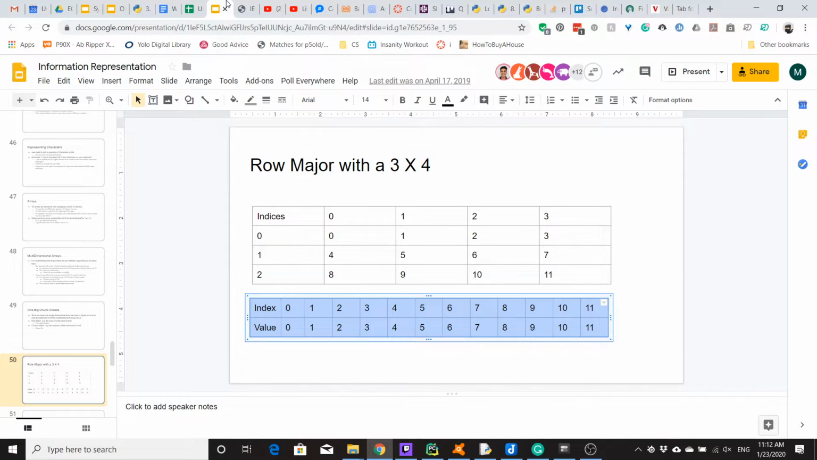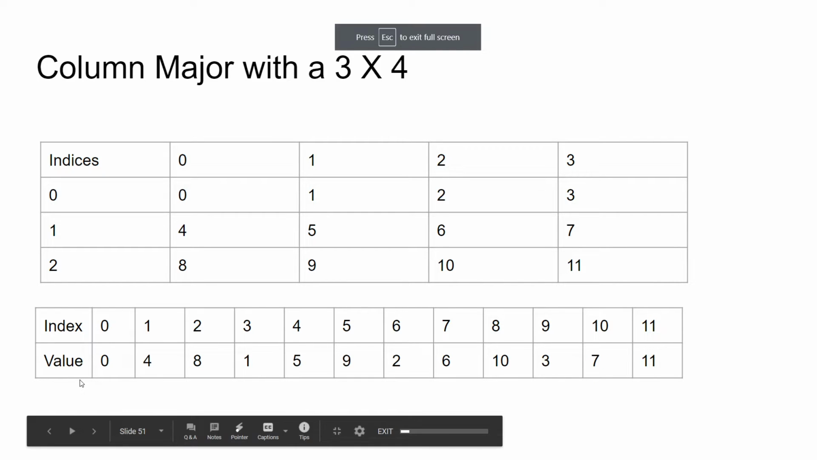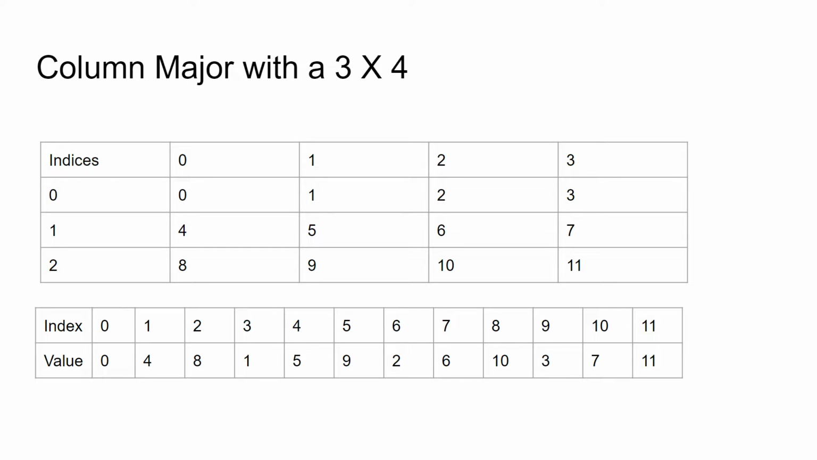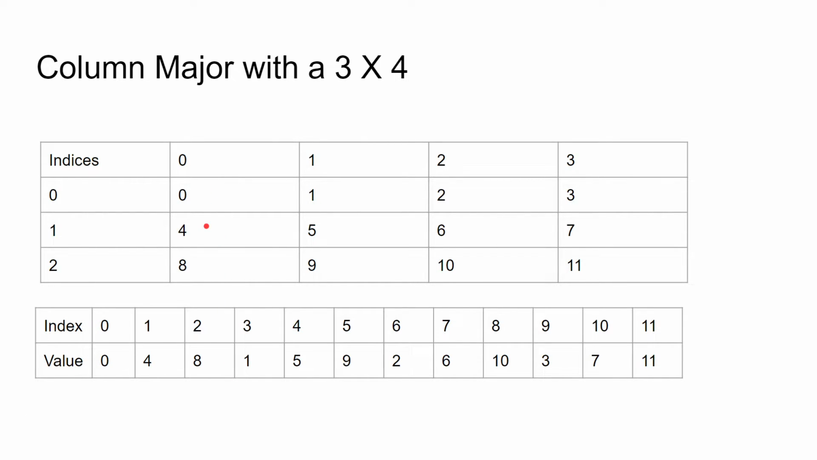Okay. What about if we were doing column major? If we were doing column major and we wanted to figure out our single dimensional index. Notice that when our row increases by 1, how far apart are the elements in our single dimensional array when we move up by 1 row? If I go from row 0 to row 1, how far apart are these? 1. Or from 4 to 8? 1. Or from 1 to 5? 1. They're 1 apart.